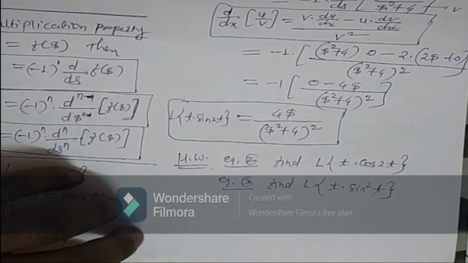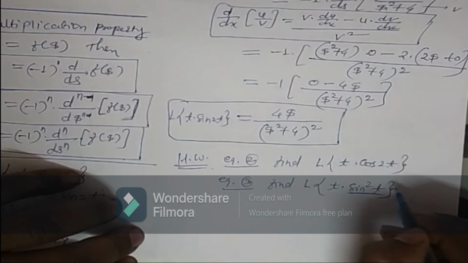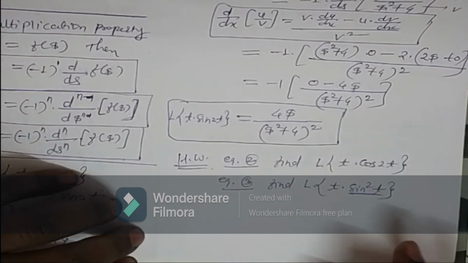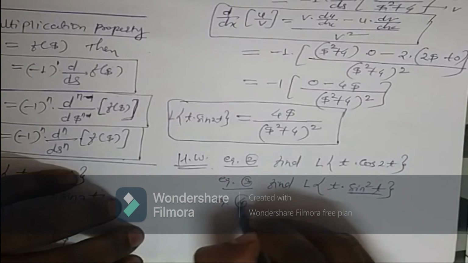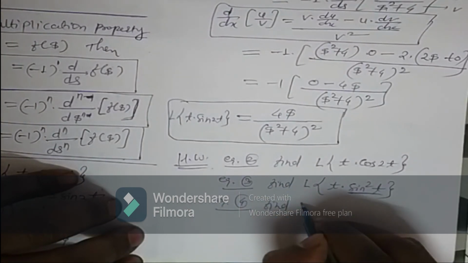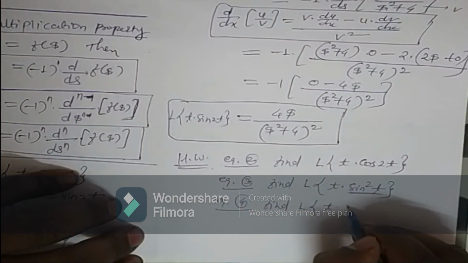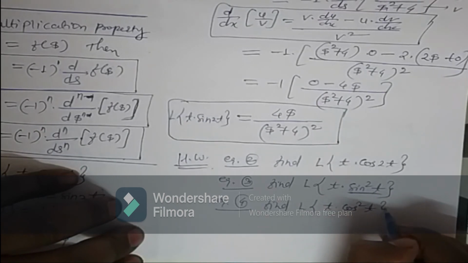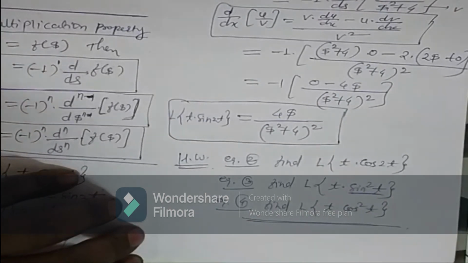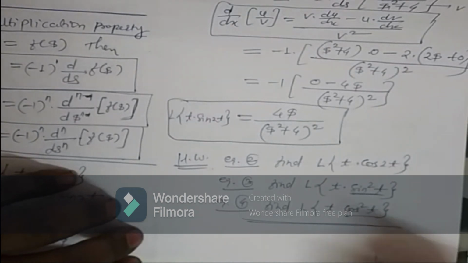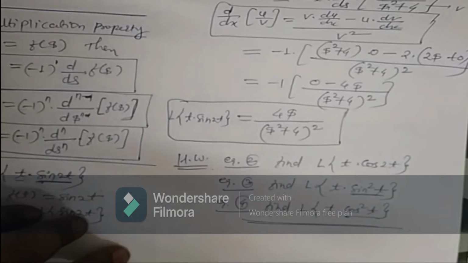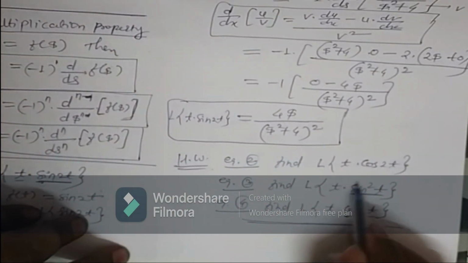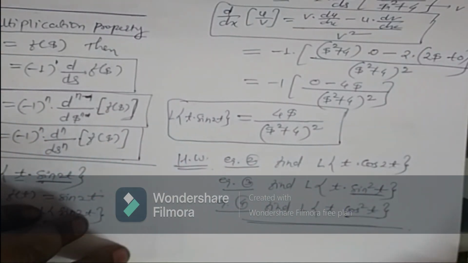So what we have to do is use the Laplace transform of sin^2 t. Already we have solved such types of examples in type number 1. So use that and try to solve. Next example: find the Laplace transform of t into cos^2 t. Try to solve these examples, and in the next lecture we will see how to solve examples containing t^2 and higher powers of t.